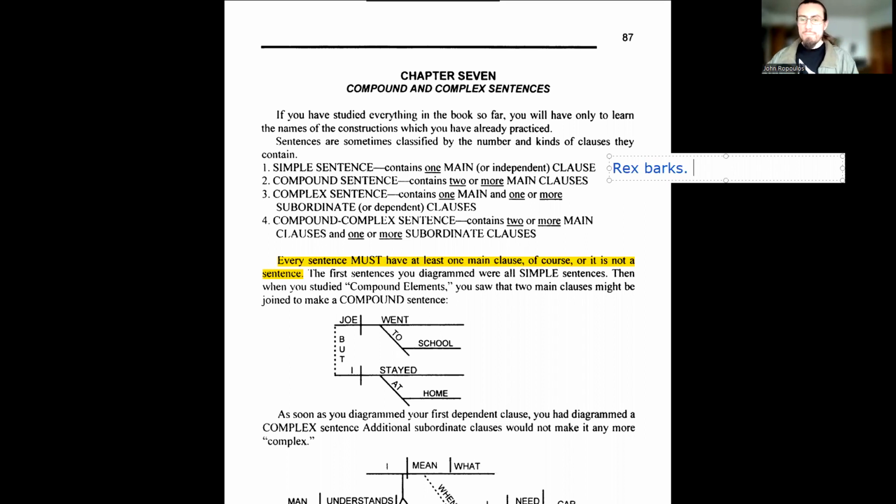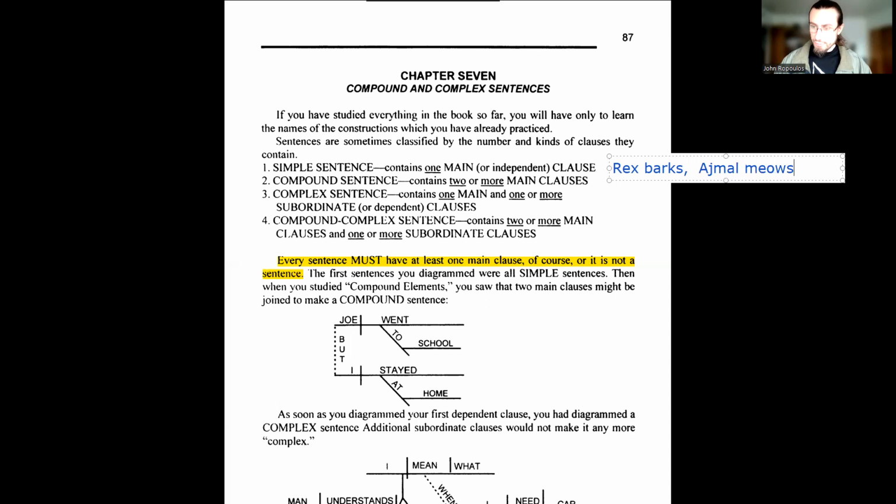Then we have a compound sentence, which contains two or more main clauses. So how are we going to join them together? One of the reasons learning these four types of sentences is important is that it helps with punctuation. So let's take a look at a compound sentence. It contains two or more main clauses. So let me give you those main clauses. Rex barks, Edgemel, the cat, meows.